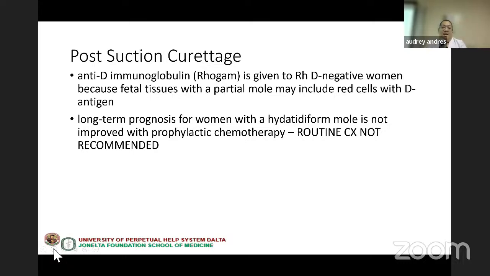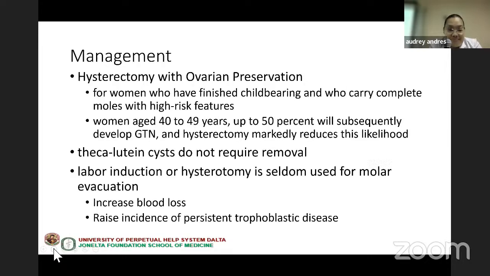Post suction, you may give anti-D immunoglobulin to RhD negative women because fetal tissues with a partial mole may include red cells with the antigen. Routine chemotherapy is not recommended and outcomes are not improved with prophylactic chemotherapy. But we will see later who are the patients who will benefit from prophylactic chemotherapy.